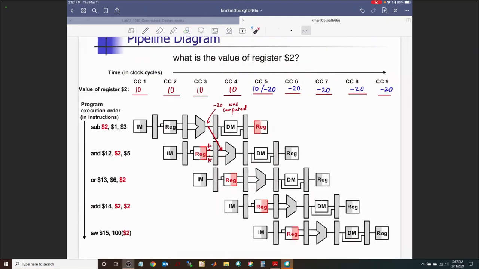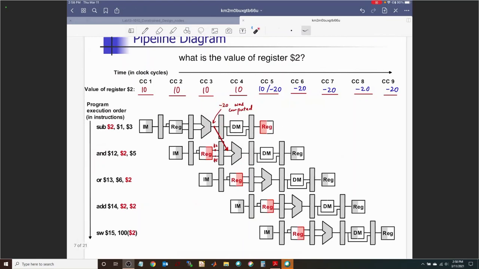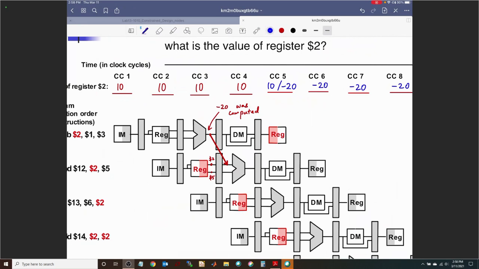Because what I really want is for this particular AND instruction, which is happening over here, to use the new value as opposed to the old value, right? So if I use this over here instead of this over here, I would have been fine. You guys see that? And where am I storing the result of this ALU? I'm storing that result in this particular pipeline buffer, right? So each of these is a pipeline buffer. For example, this is IF/ID. This is ID/EX. This is EX/MEM. This is MEM/WB.